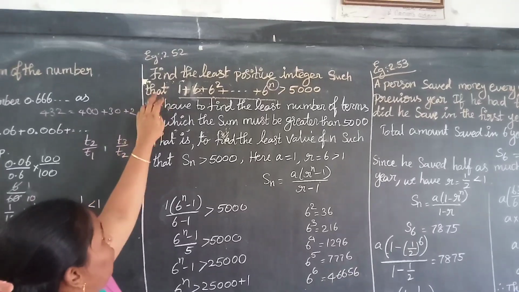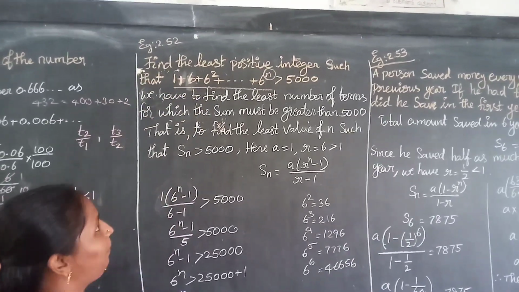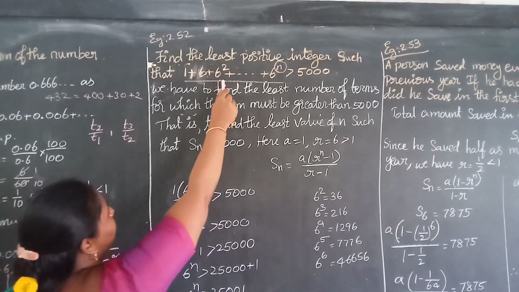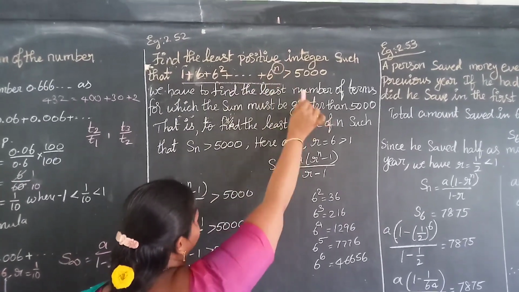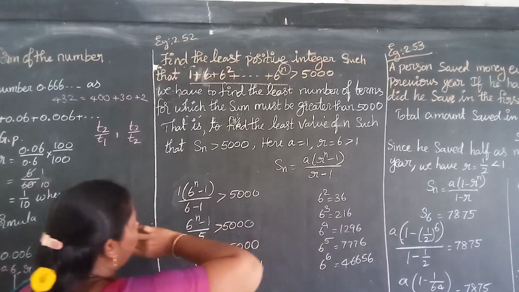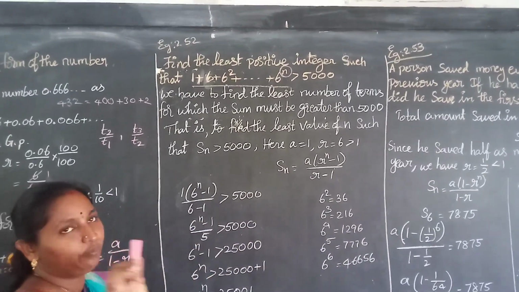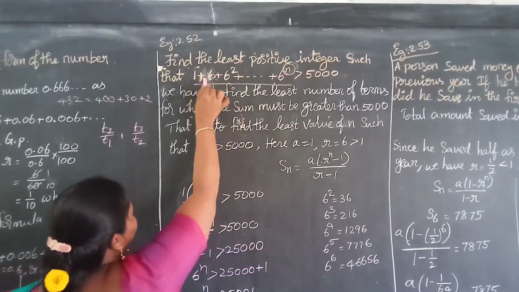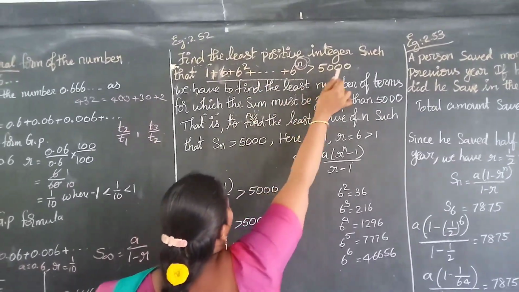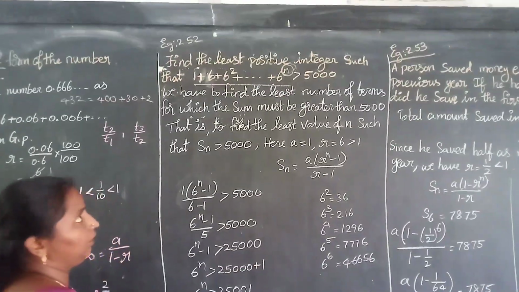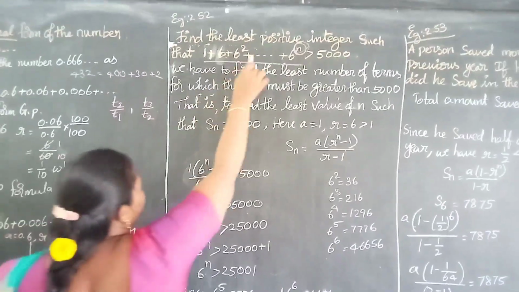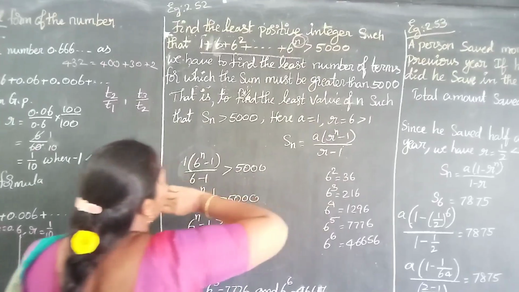Example 2.52. Find the least positive integer n such that 1 plus 6 plus 6 square plus and so on plus 6 power n is greater than 5000. So we are going to find the least positive n value. If you add this sequence, you will get a sum greater than 5000. The n value we are going to find.